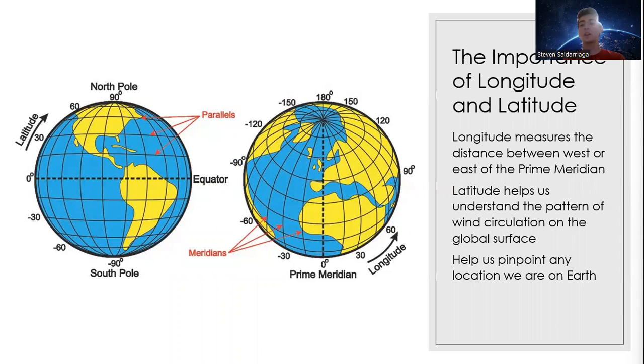Additionally, latitude helps us understand the pattern of wind circulations on Earth's surface. Latitude is the opposite of longitude. We measure latitude through imaginary lines that run east to west of the world. For example, here depicted is the far left globe. You see the lines going across left to right, the equator being the more important one.